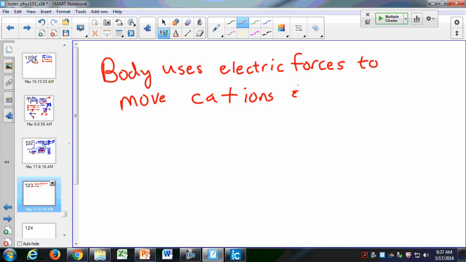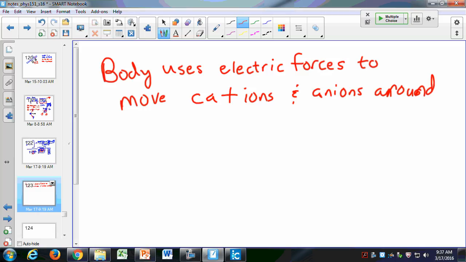To move cations and anions around. And we'll see later, it'll probably be on the next exam, that for the nerve cells, we'll use these electric forces to move potassium and sodium ions across the cell membrane in our nerve cells.